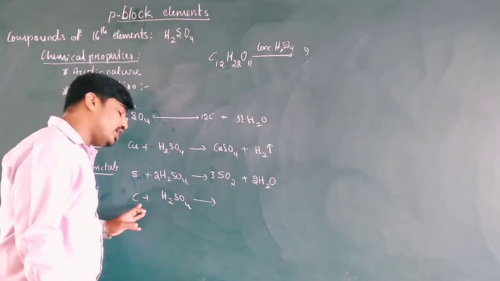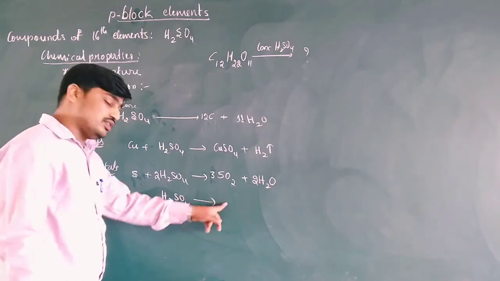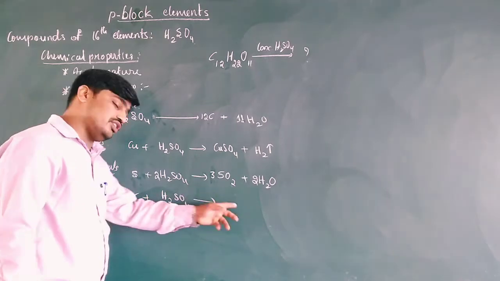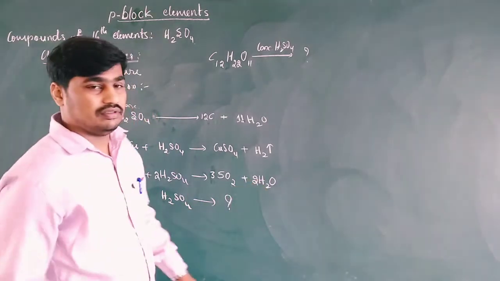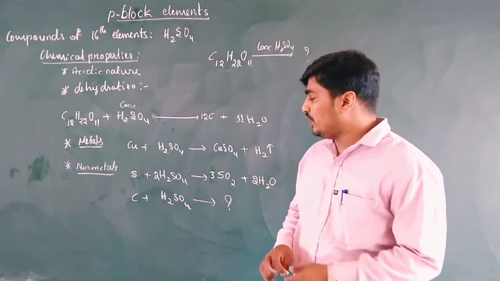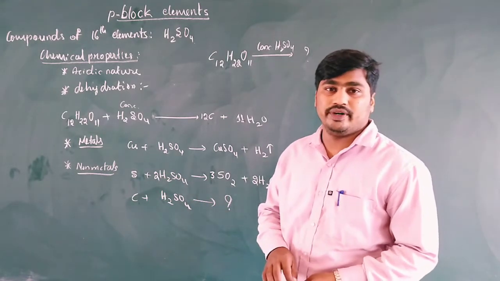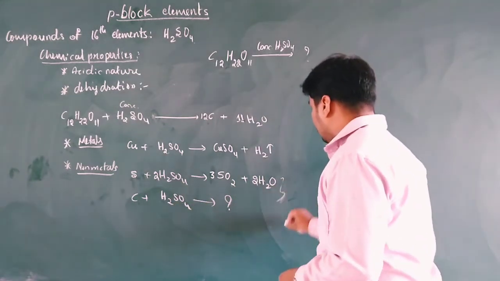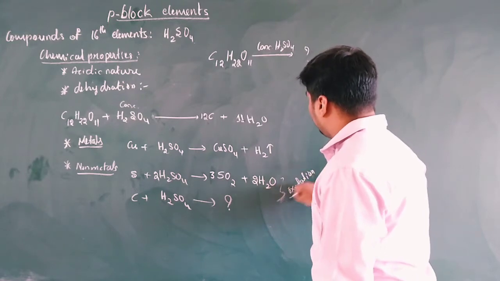When sulfuric acid is made to react with carbon, carbon dioxide is formed. Okay, and in the other case sulfur dioxide is formed and water is formed. Okay, just complete the reaction and balance the reaction. This is work for you. Okay, because I already read the same reaction, the oxidation property of sulfuric acid. So these two are examples of oxidation reactions.